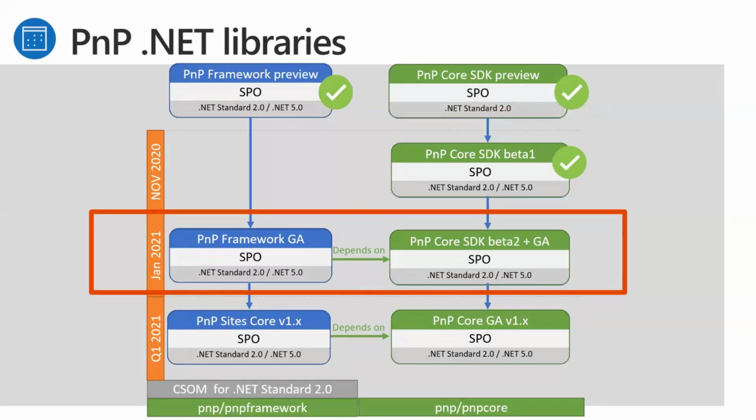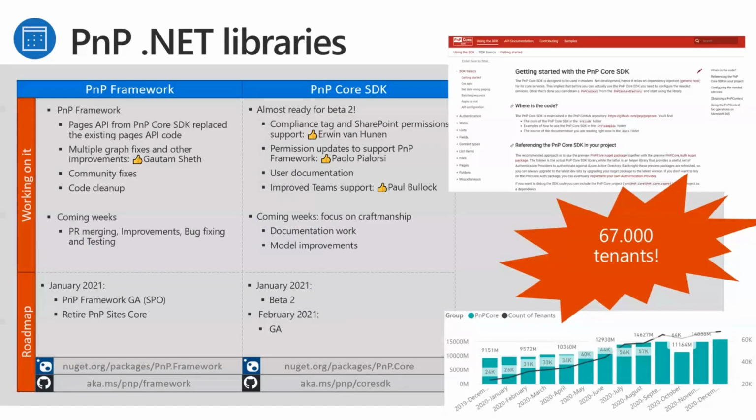And we are on track to achieve our planning of going GA with the PnP Framework next week. So still in January, next week we'll go GA. And PnP Core SDK will go GA normally in the February timeframe. So we're on track on that one. So what happened in those two libraries?